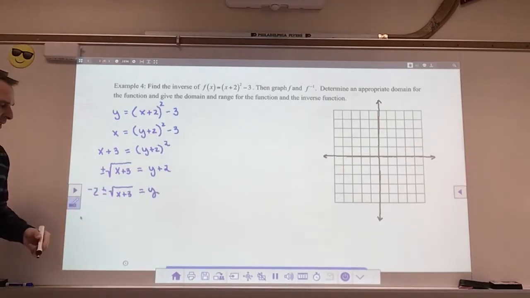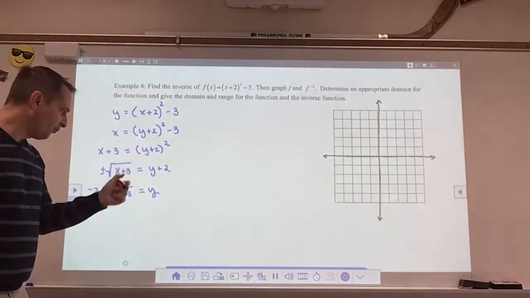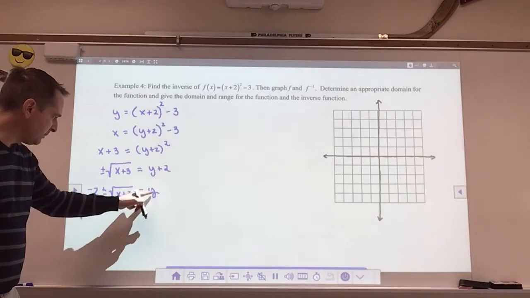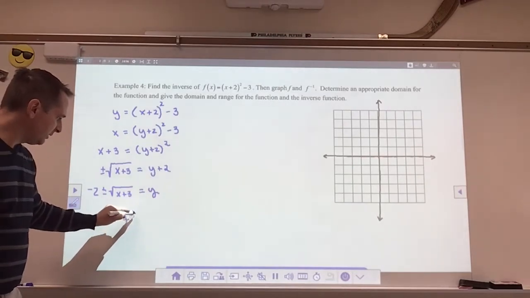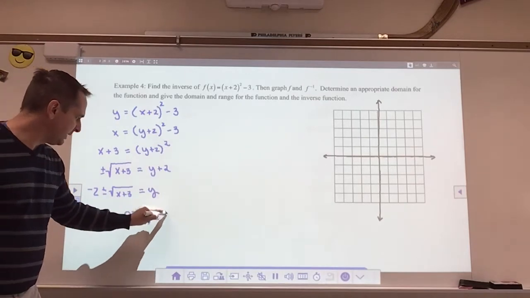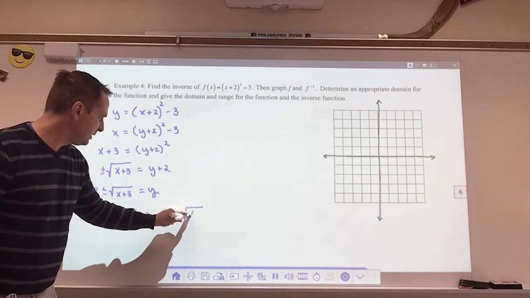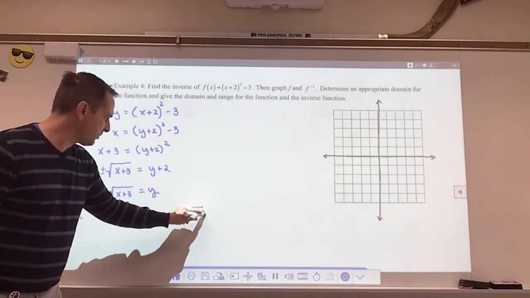And now to end this, I'm going to put this in inverse function form or notation. So I'm going to say my y, or my inverse here, is equal to negative 2 plus or minus the square root of x plus 3.